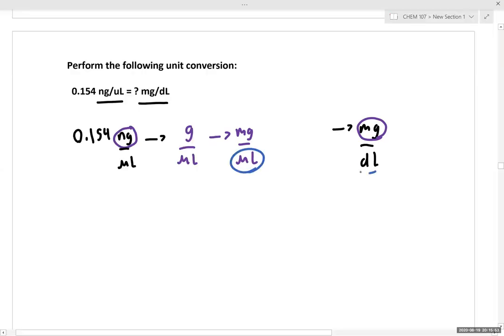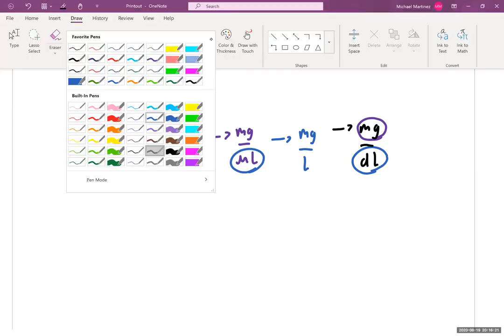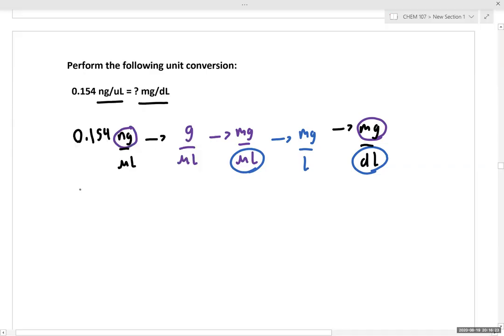And now for our second step, as many of your classmates have noted, if we want to go from microliter to deciliter, what intermediate units will we go through? We'll be going through liters. So we'll be going from milligrams per microliter to milligrams per liter to milligrams per deciliter. Perfect. Now that we have our solution map, let's write out some equivalencies.